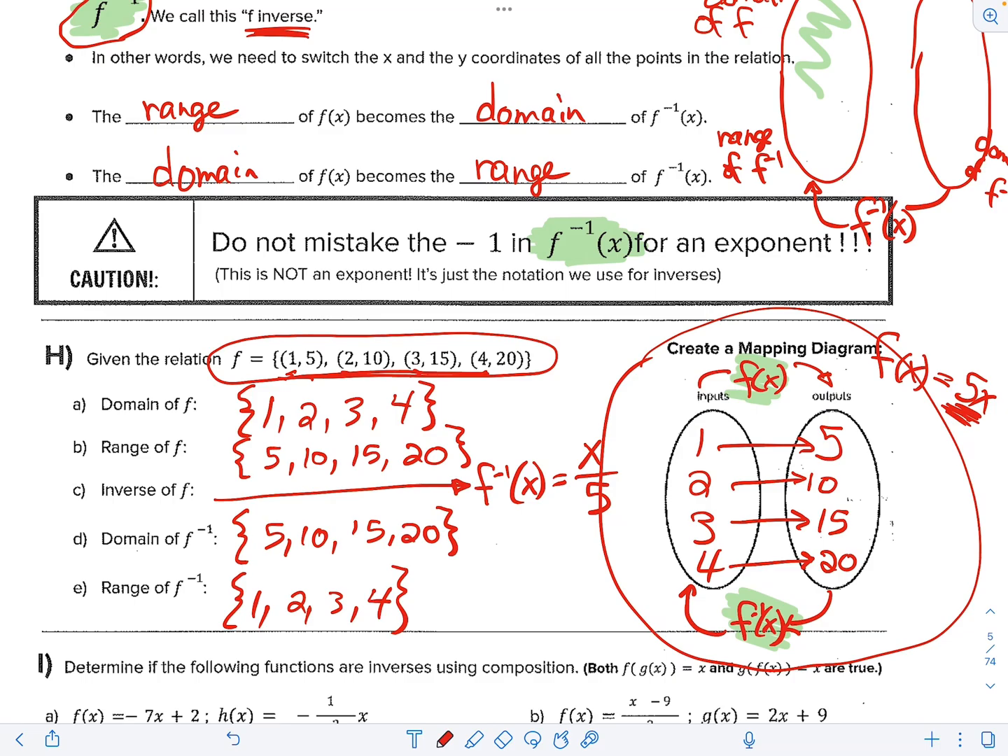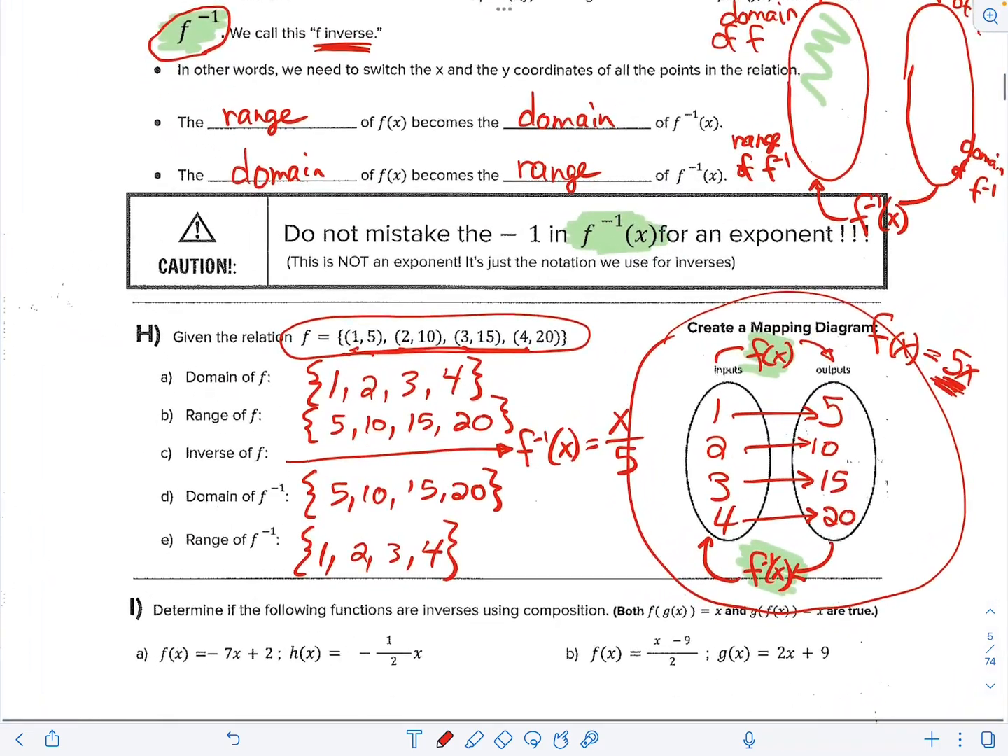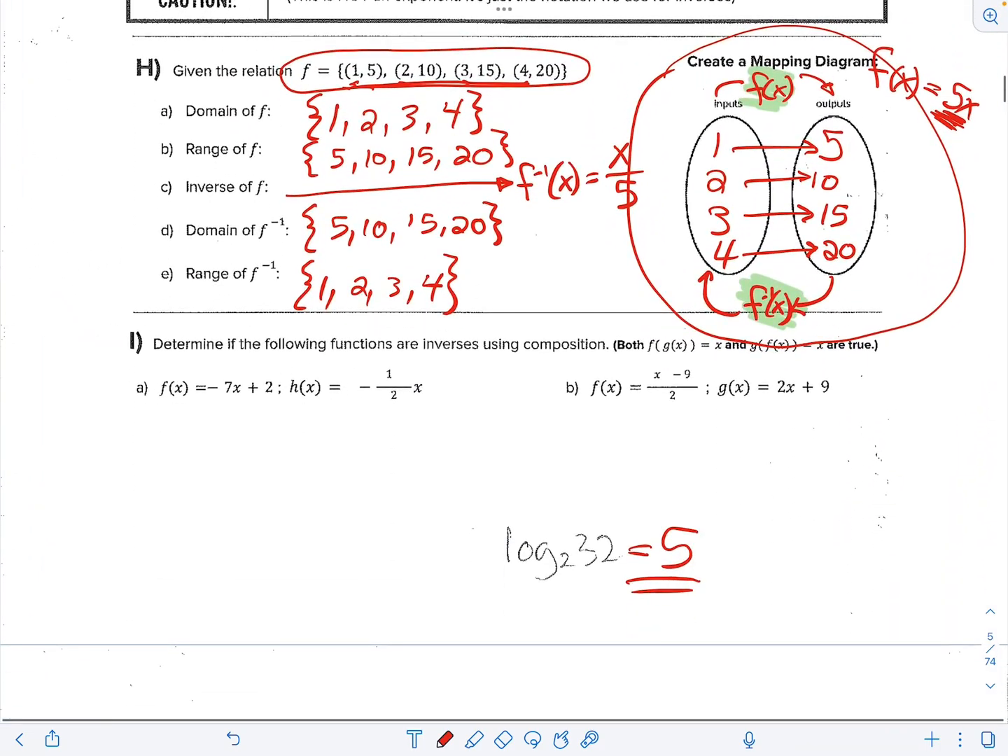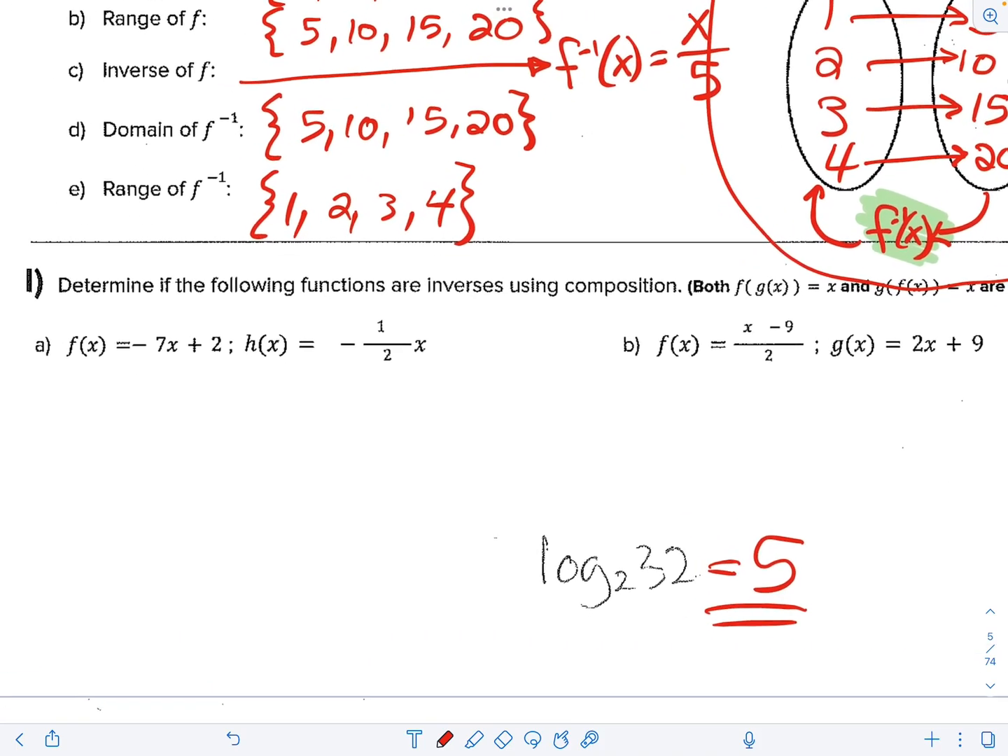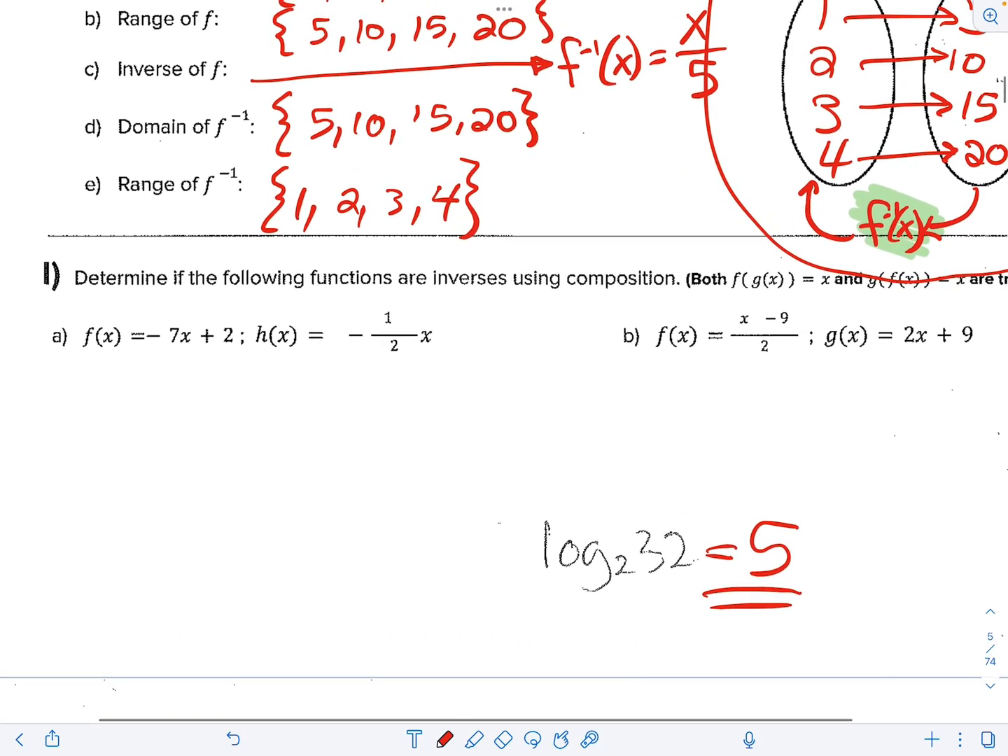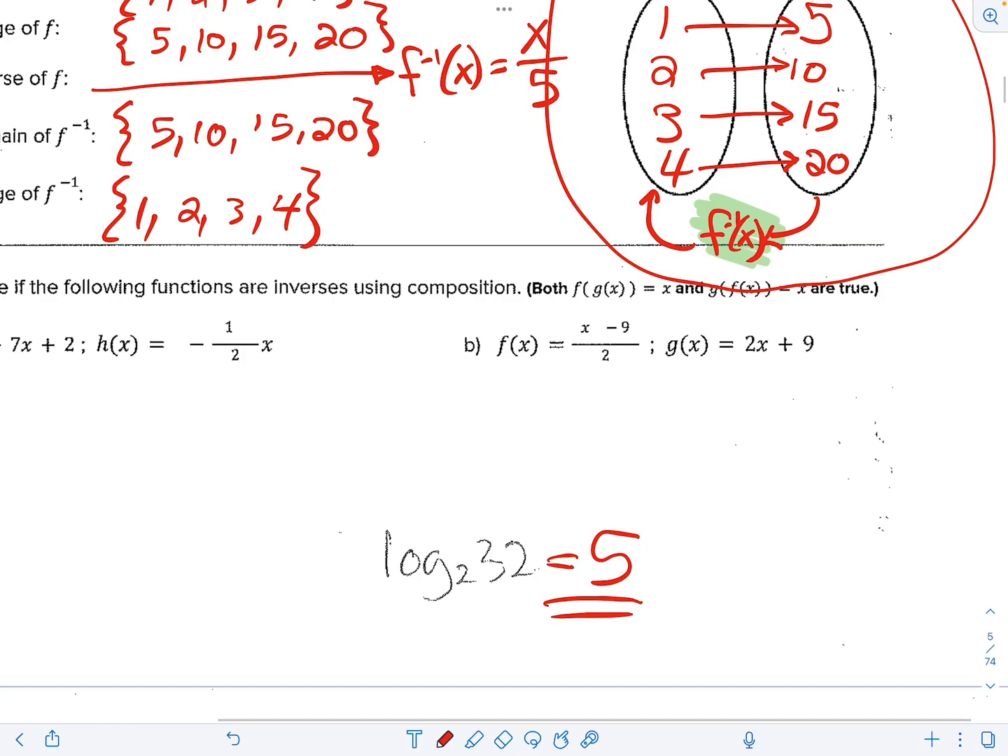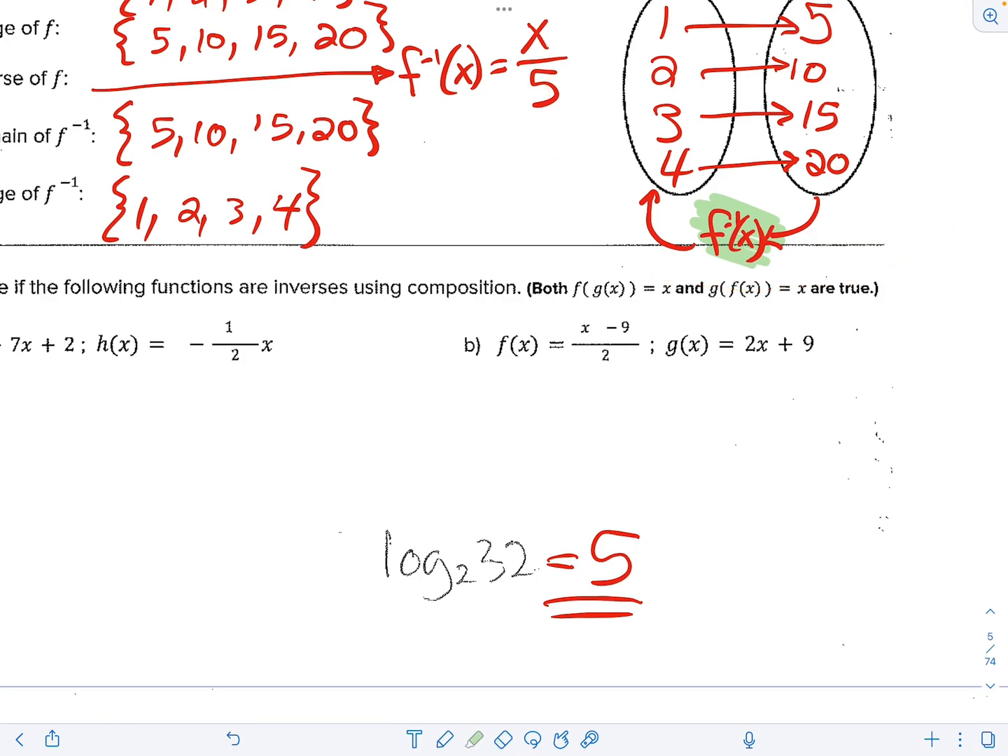Okay, two big skills now are going to be how to determine if two functions are inverses of one another. Here's what you do. In order to test, you take f of g of x or g of f of x, and if one is put into the other and the outcome is just x, that means they've undone one another and they are inverses.